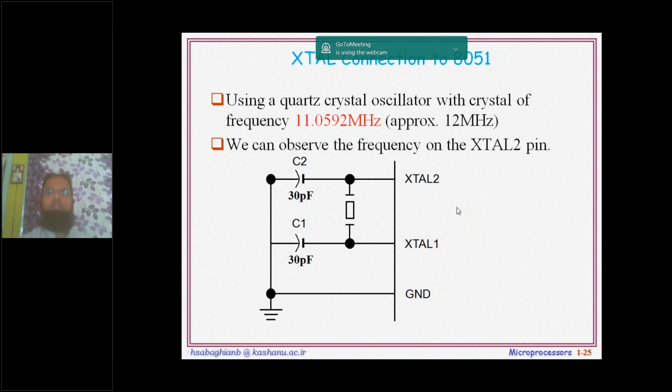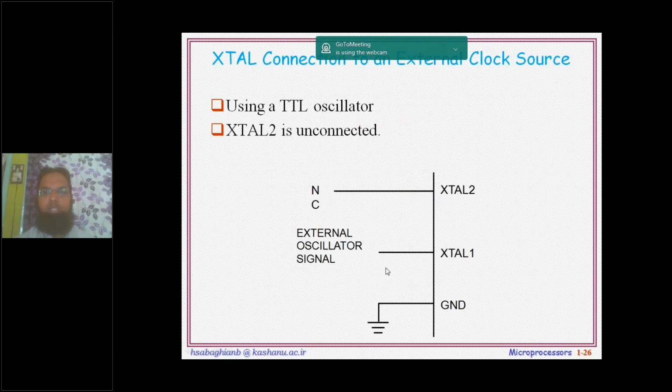And one more way using which you can run the internal oscillator is, if you don't have this crystal available to 8051, it's not a problem. You can make use of the XTAL2 pin. You can take an external oscillator circuit and connect its output to the XTAL2 pin in this way. I don't have a crystal, so I take an external oscillator circuit and connect its output as an input to XTAL2. Then your 8051 will start running.